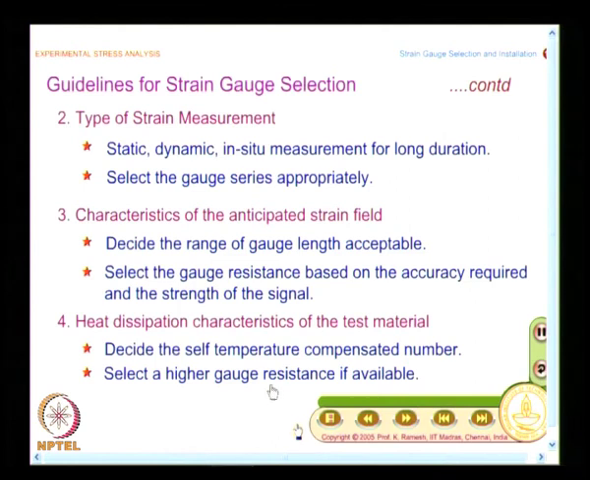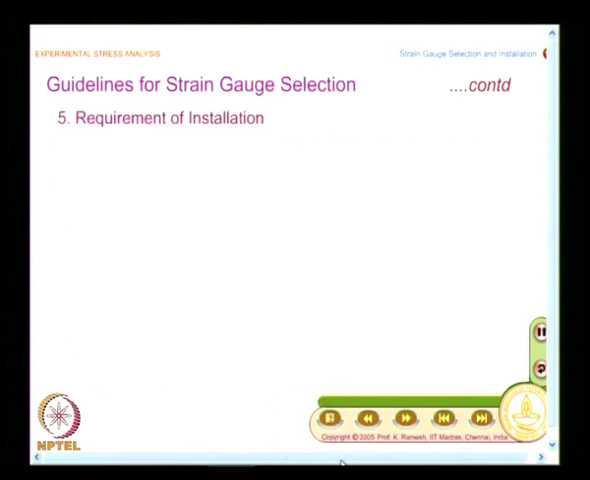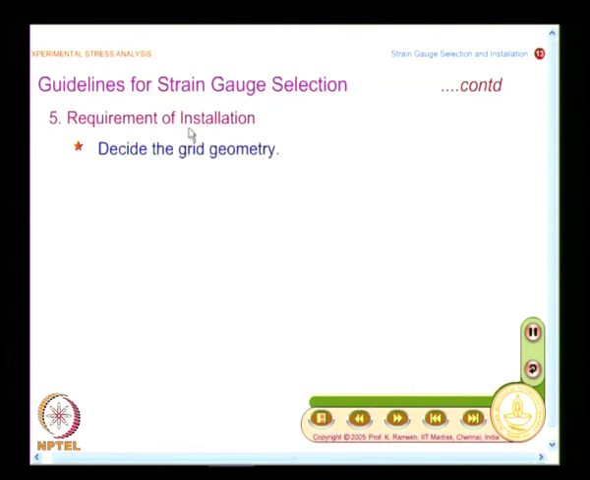So, what we have looked at is first decide the number of strain gauges you need to do, then decide whether you want to do for static, dynamic or in situ measurements, then look at the characteristics of the anticipated strain field, look at what gauge length is appropriate. This gives you some indication on the gauge resistance possible, then address the issue of heat dissipation, which helps you to determine the self temperature compensated number, and you will also have to look at requirement of installation.